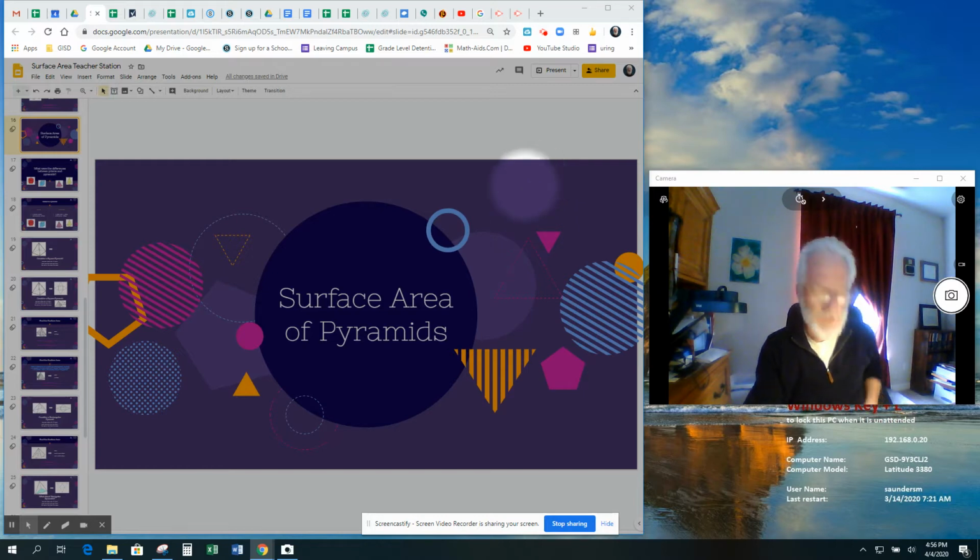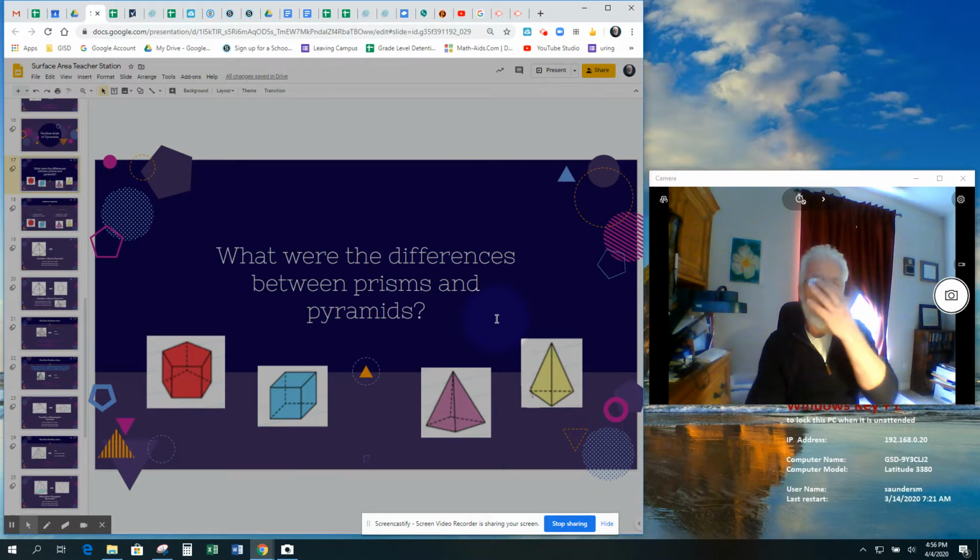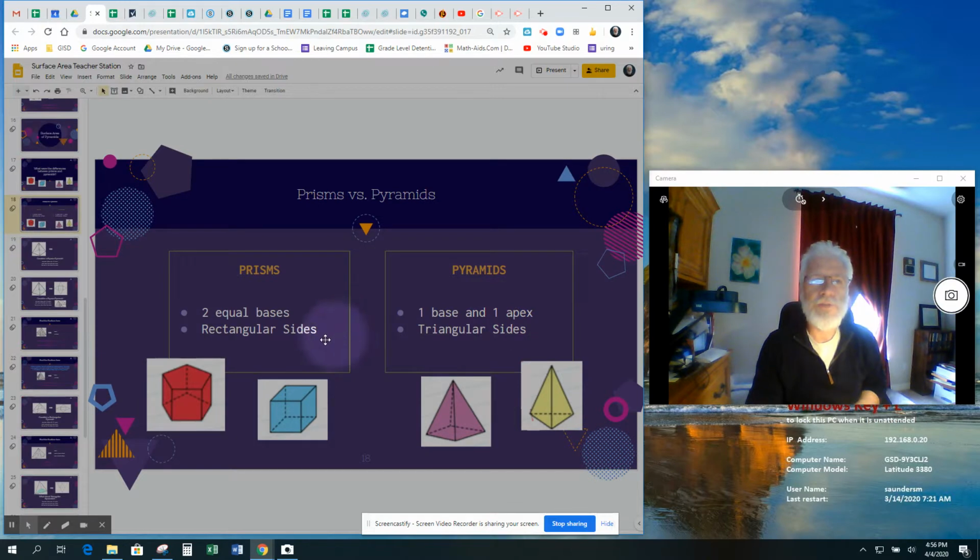All right, here we're going to jump right in. Surface area of pyramids. What are the differences between prisms and pyramids? Okay, so prisms have two equal bases. And if you took a slice through a prism, every single slice would have the same shape and area as the base. And remember, the base of the prism is the face that it's actually sitting on. So the top and the bottom is the base. And then all of the sides on a prism are rectangular.